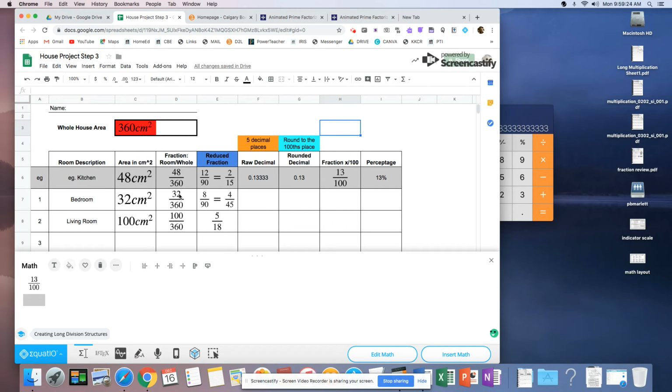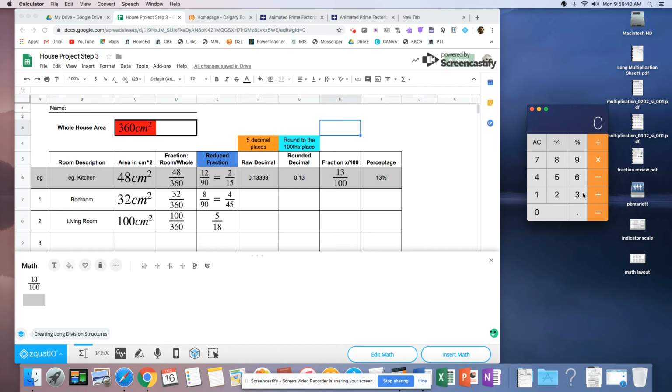But what we're doing, we divide the top and the bottom by the same number. If you have an even number, you can at least take it down by 2's until you can't go any further. So my final reduced fraction is 4 over 45. If I use 32 over 360, I'd get the same decimal. So here, if I go 32 divided by 360, I'm going to get 0.8 repeater.